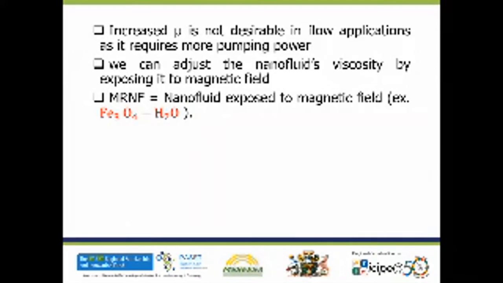We can expose this nanofluid to a magnetic field. This is known as magnetorheological nanofluid. So magnetorheological nanofluid is just nanofluid exposed to a magnetic field. The example here is iron oxide Fe3O4. After that, exposed to a magnetic field.